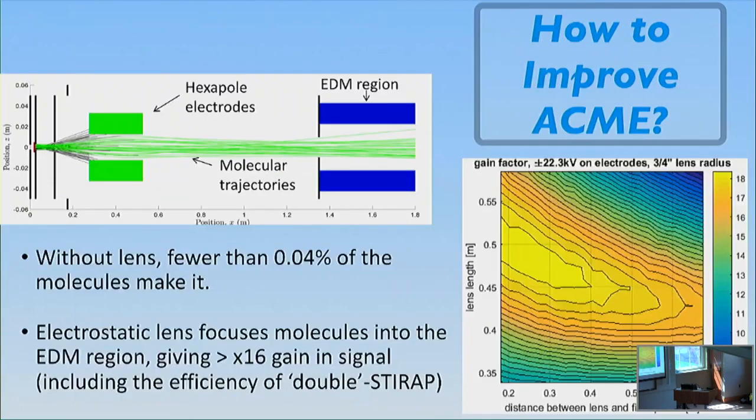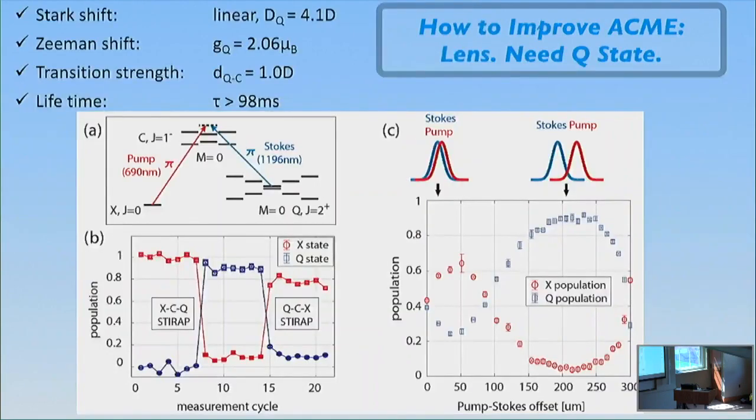However, for this to work, we need to put the molecule not in the ground state where it comes out. That electric dipole moment's not high enough. We need to put it into another state, which ideally has a very high electric dipole moment. This is now the electric dipole moment of the molecule. And there's this Q state, which has this very high electric dipole moment. And that's what we want to do, but we have to get it there. And what we've done recently is use STIRAP to drive the molecules into this state, which is called the Q state. It's just a molecular name.